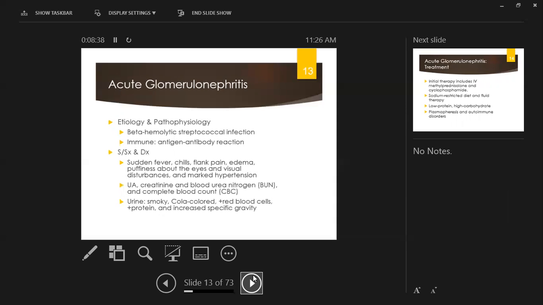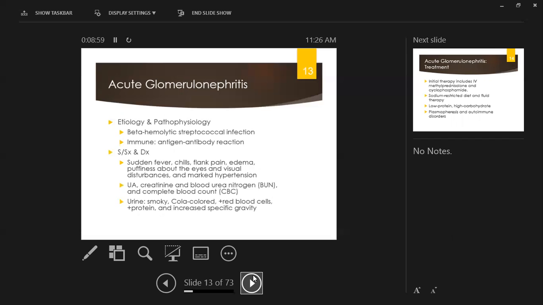Okay, moving on to acute glomerulonephritis. So this is an infection or inflammation in the kidney inside that glomerulus, which is where we have that crossover of blood and filtration, right? The afferent and efferent arteriole come in to form the glomerulus. So we've got inflammation or infection within that area.